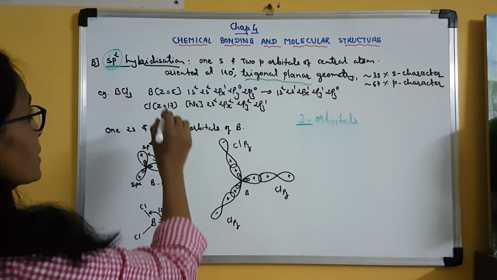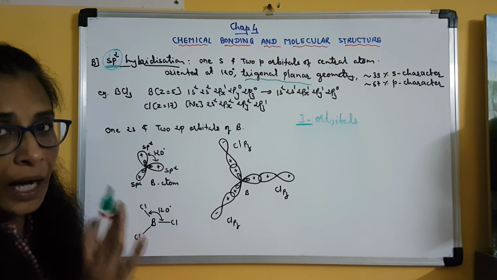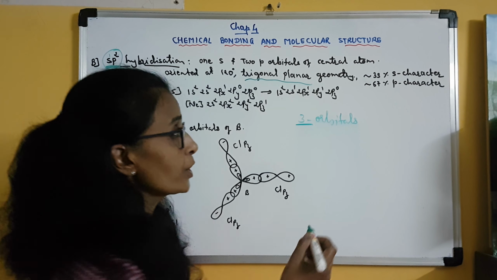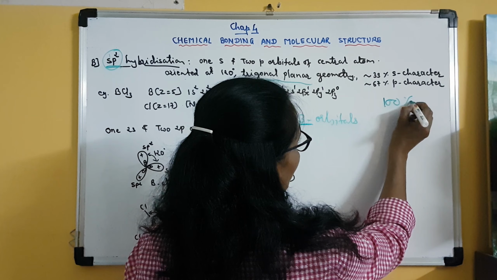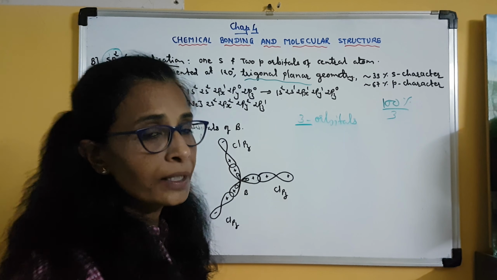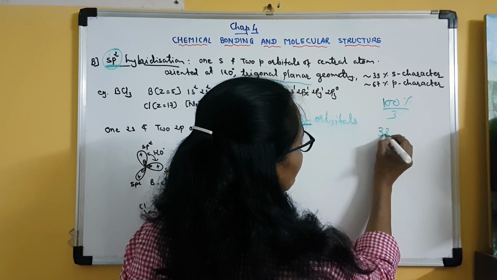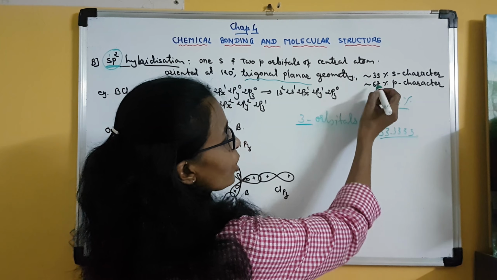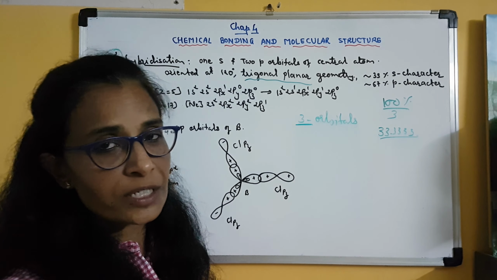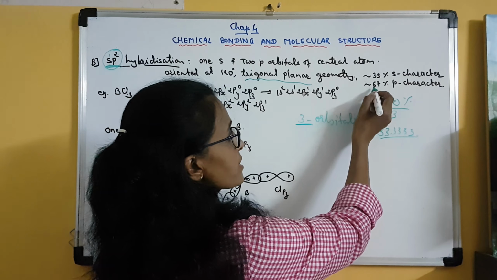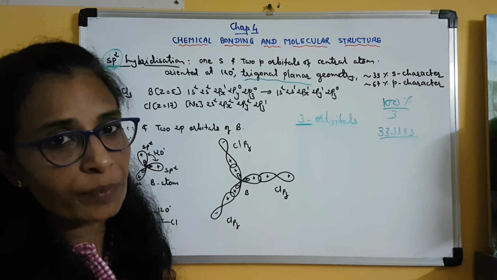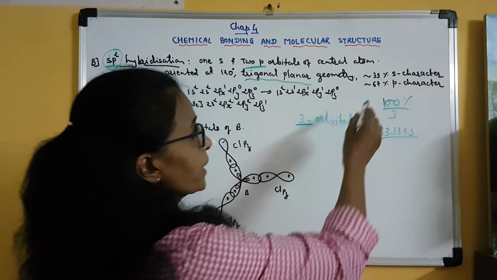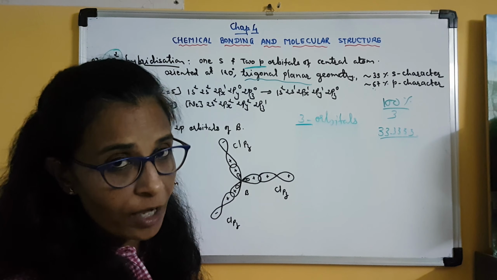Clear? Now in this, as there are total 3 atomic orbitals, 1 s and 2 p orbitals, here you have to divide 100% by 3. Clear? So you will get 33.33. So we can say that in this orbital approximately 33% s character will be there and 67% p character will be there. Why? Because there are 2 p orbitals. Clear? So p character will be more in this type of hybridization.